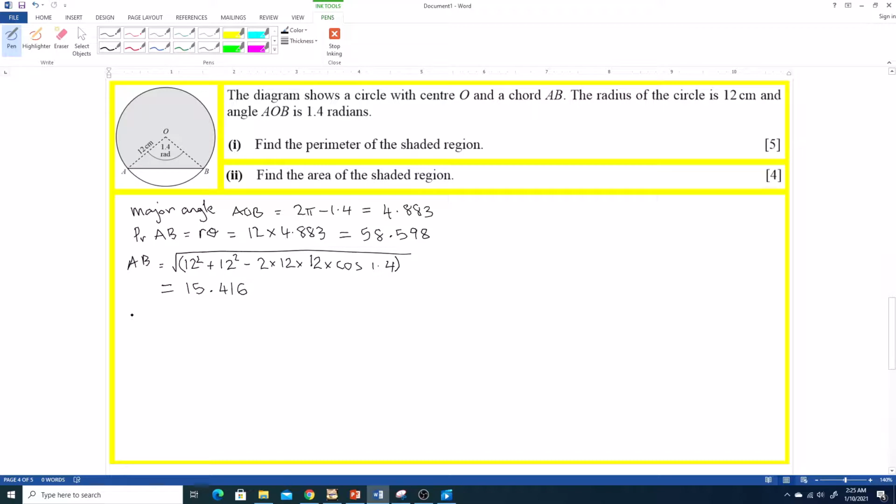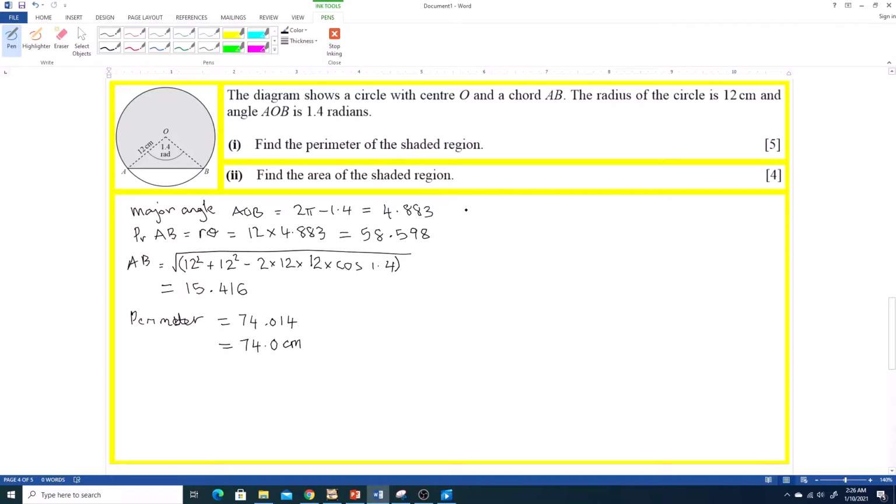So the perimeter of the shaded region, you add the major arc length to our AB, and that together is going to be 58.598 plus 15.416 gives us 74.014, which you can give as 74.0 centimeters. Now, you've been asked to find the area of the shaded region. Again, this is pretty simple. We're going to do the area of the major sector plus the area of the triangle.